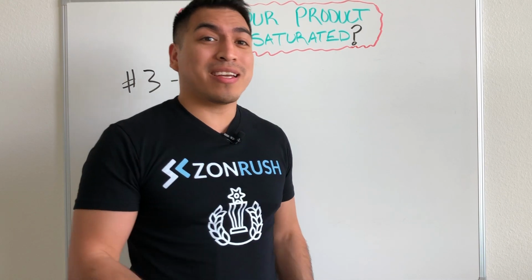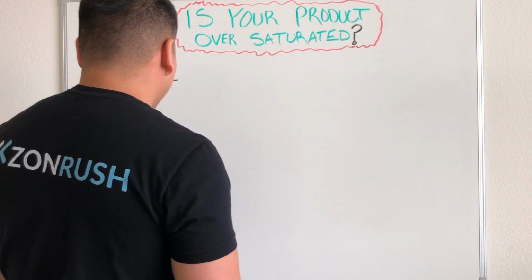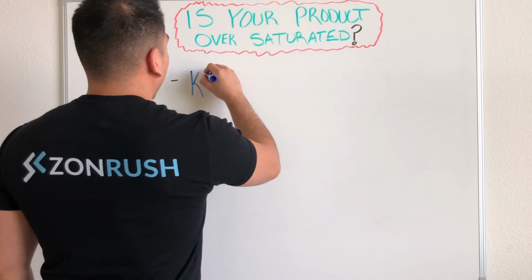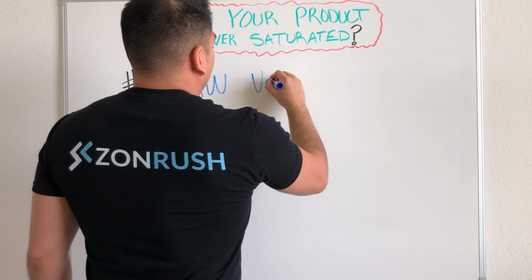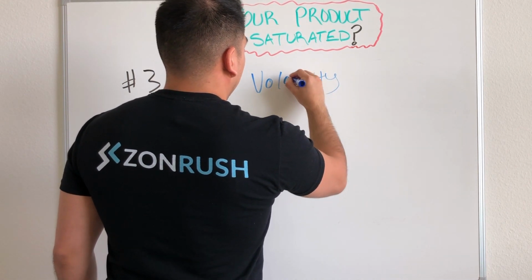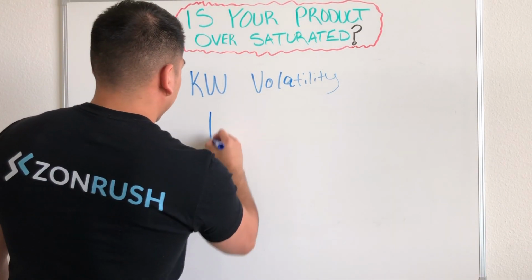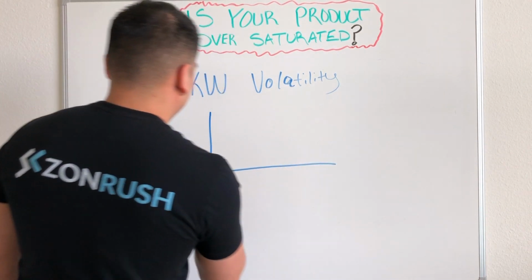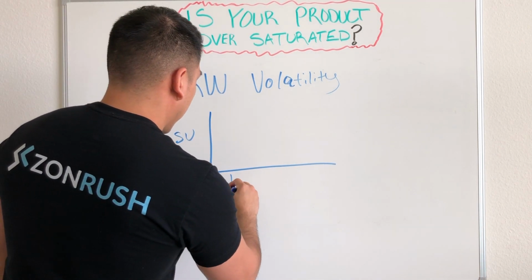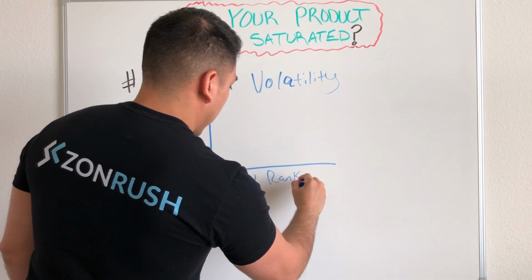All right, number 3 is keyword volatility. So this one is super important. So we'll do keyword volatility. Okay. So let's make a quick graph here. Let's say this is search volume, and this is your keyword rank, by day.